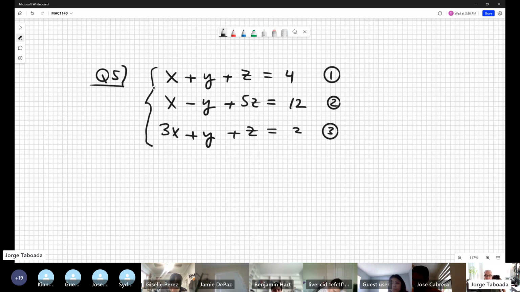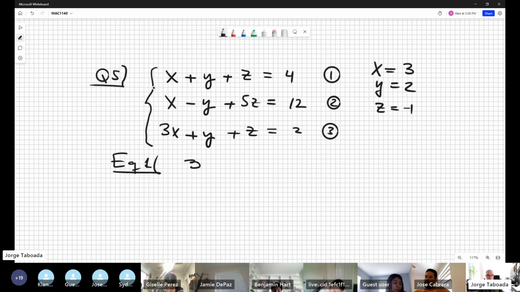Verify a hypothetical solution which is given: x equals positive 3, y equals positive 2, and z equals negative 1. I plug it in one by one. Slow down, guys. Relax. And you verify. In equation 1, we have 3 plus 2 plus negative 1 should be 4. It's obvious it's true, because 3 plus 2 is 5, minus 1 is 4. Okay, true statement.